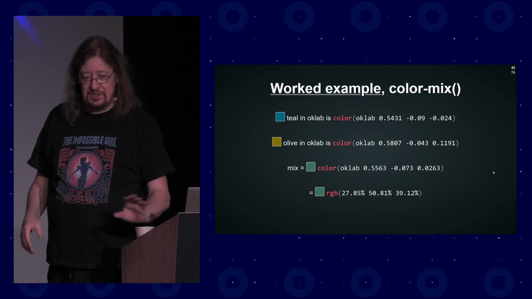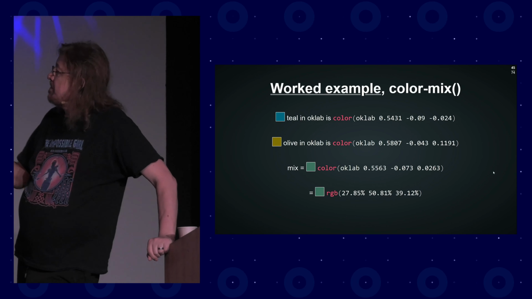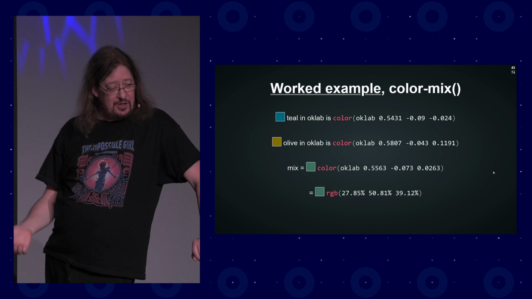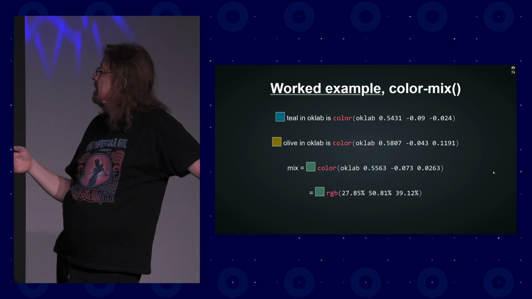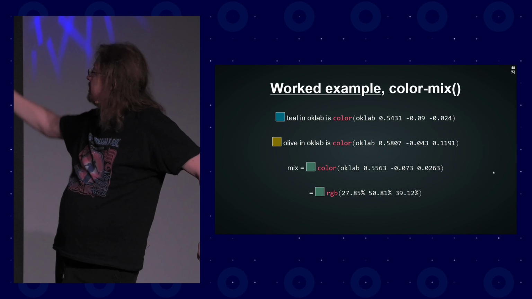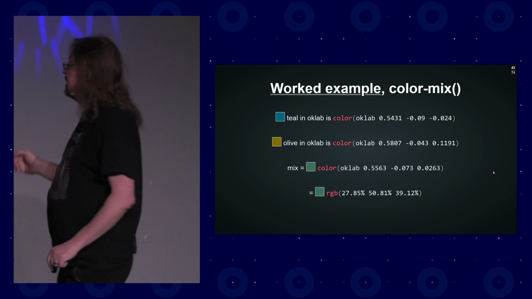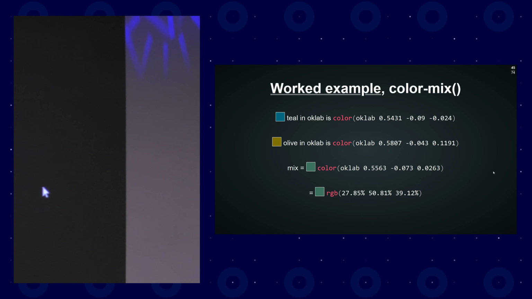Okay, so let's do the working now. So the teal, notice that I specified it as sRGB, but it all gets converted to the working color space. So that one gets converted like this, olive gets converted like this, and then you just interpolate these two numbers by the percentage you wanted to give the result, and then it gets converted to whatever you need for display.